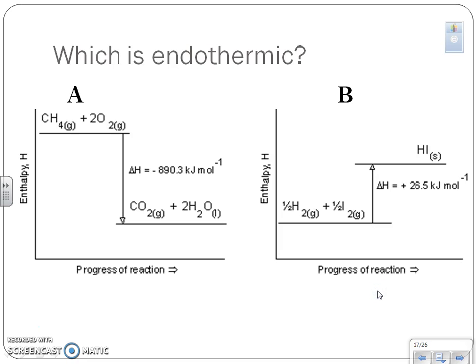Take a look at these two graphs and think which one would be an endothermic graph. I hope that you picked B. You have simple reactants and a more complex product. You also have your reactants having less energy or enthalpy. Enthalpy is just a word that essentially stands for energy here. And your products have more energy.